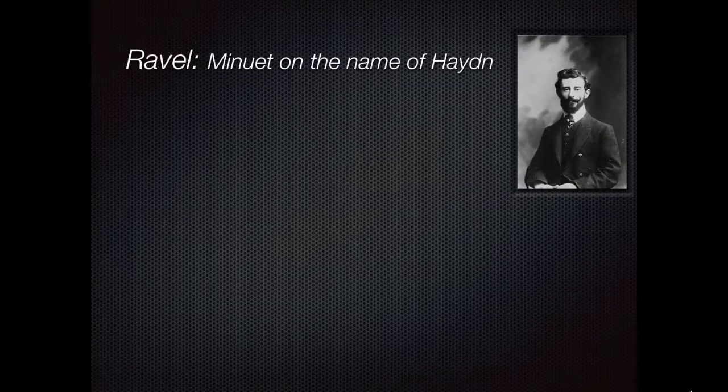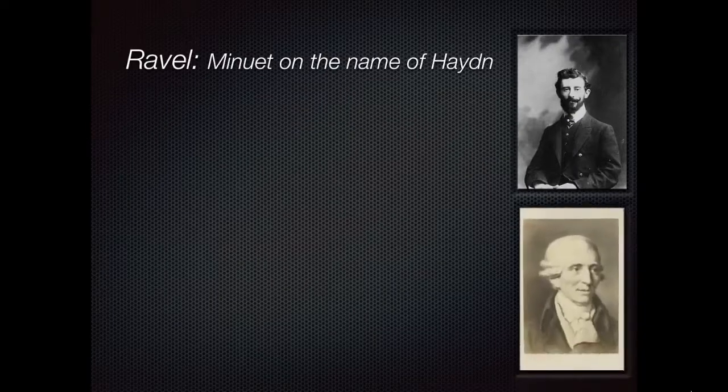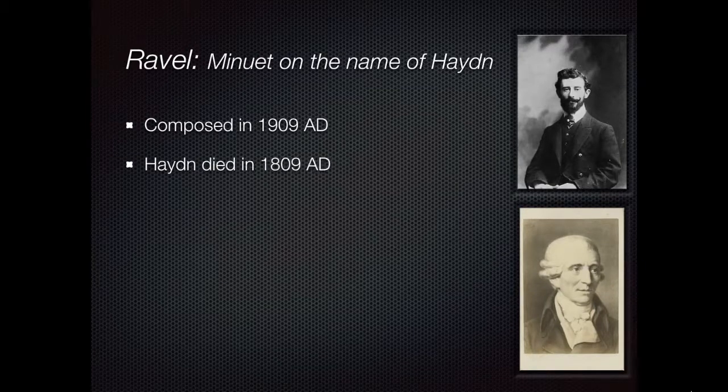looking rather dapper, and this is the Minuet on the name of Haydn, and there's Haydn on the bottom. So what was Ravel writing a minuet about Haydn for? Well, it was composed in 1909, and that's significant because Haydn died in 1809. So 100 years after Haydn's death, a commission was put out.